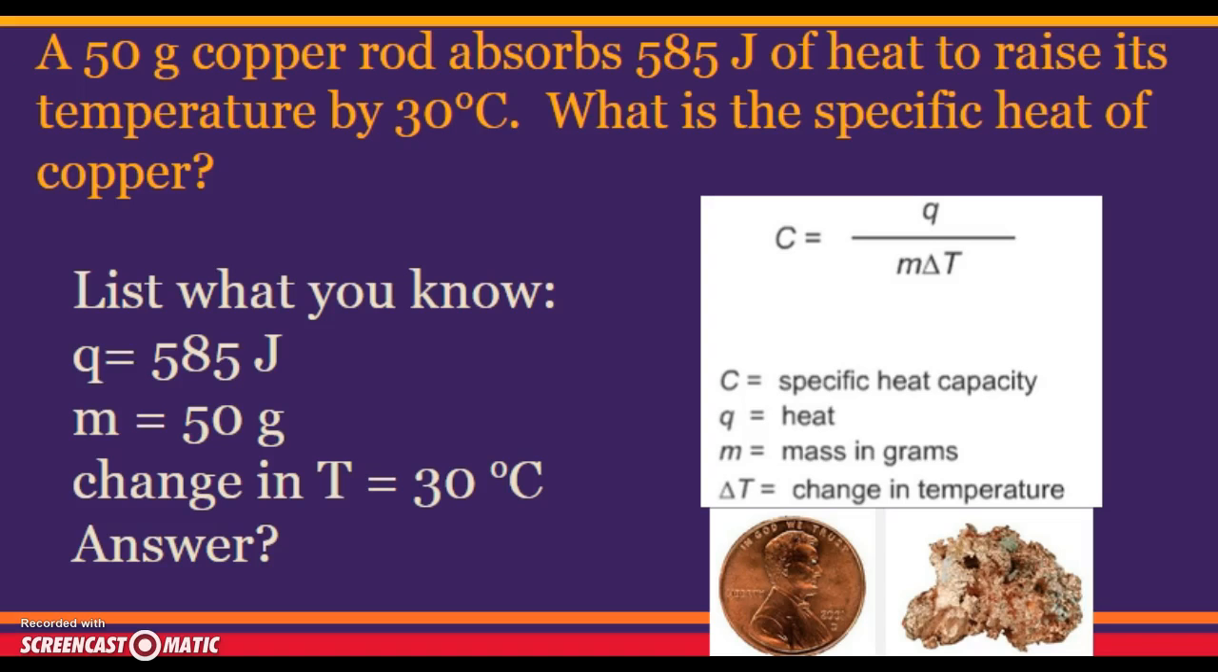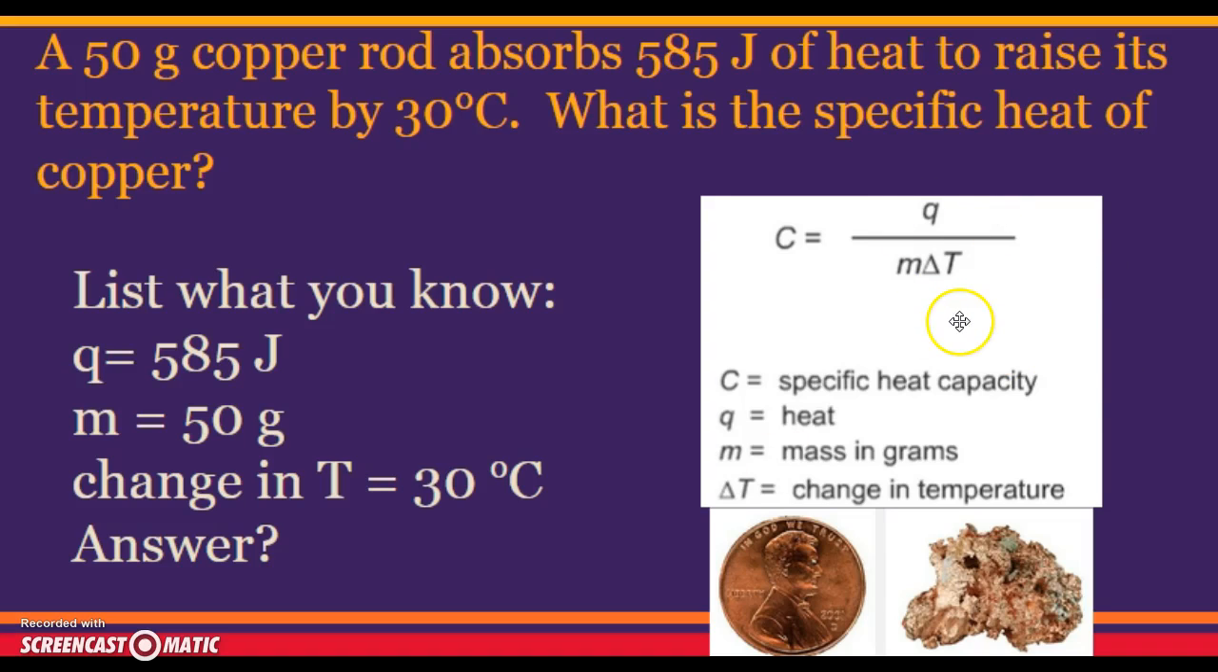All right, so let's do some story problems. A 50-gram copper rod absorbs 585 joules of heat to raise its temperature by 30 degrees Celsius. What is the specific heat of copper? So we have our equation. We list what we know. Our heat, abbreviated Q, is 585 joules. Our mass is 50 grams. And our delta T, or change in temperature, is 30 degrees Celsius.